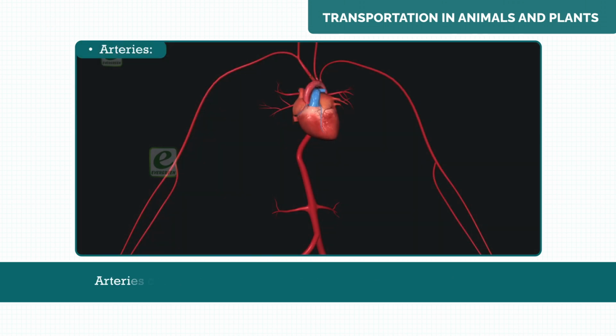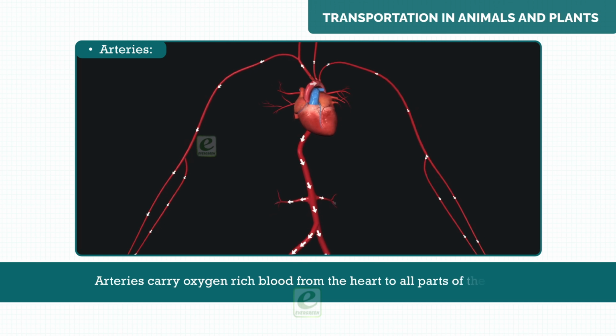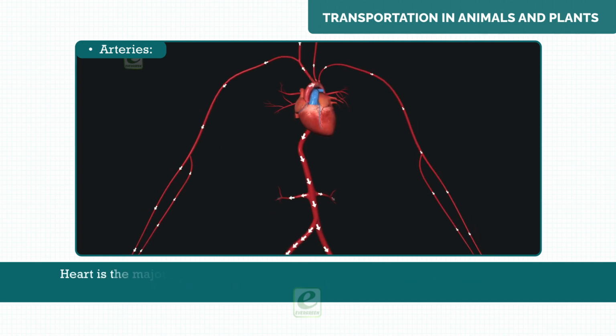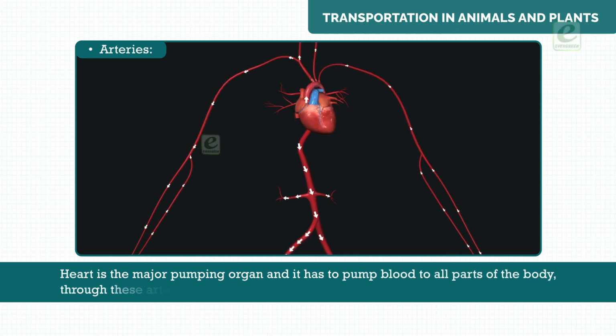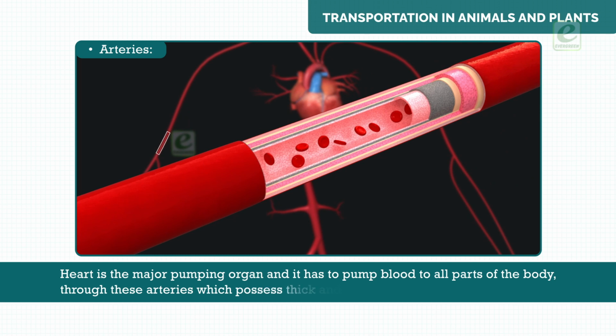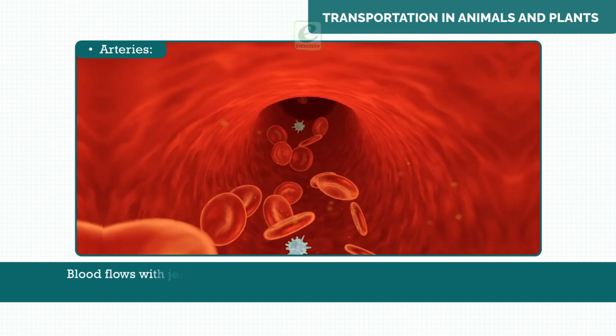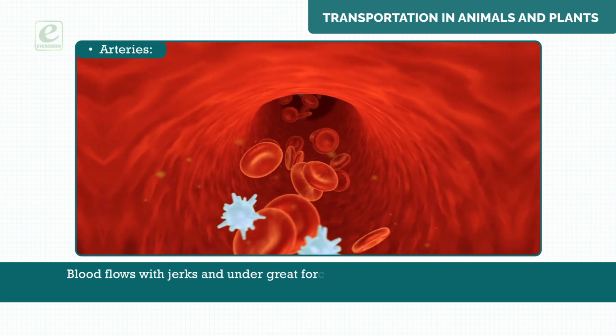Arteries. Arteries carry oxygen-rich blood from the heart to all parts of the body. The heart is the major pumping organ, and it has to pump blood to all parts of the body through these arteries, which possess thick and more muscular walls. Blood flows with jerks and under great force.